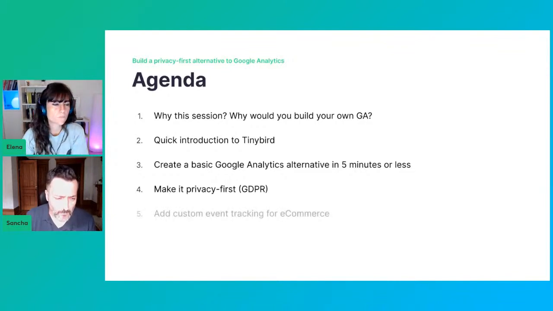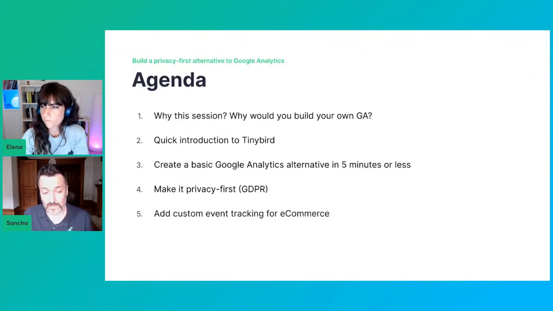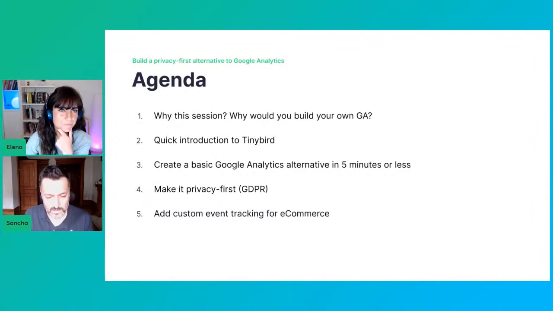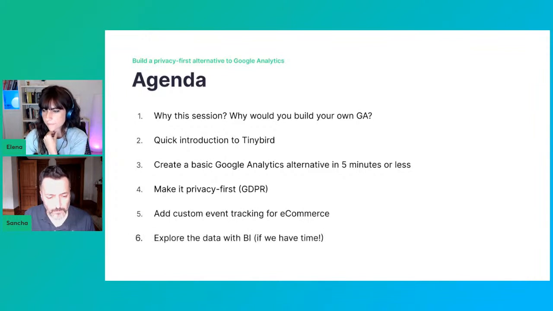keep people's privacy in mind. And then we're going to add some custom events, because obviously one of the key things, as you'll see, about using Tinybird is that it gives you full control of what you want to do with the data. Once we have this running, you'll see how we can customize it to add our own events that are relevant for an e-commerce example that we're going to show you. And then if we had some time, it would be really great to explore the data with BI, but probably this is going to be for another session. So this is just the agenda.